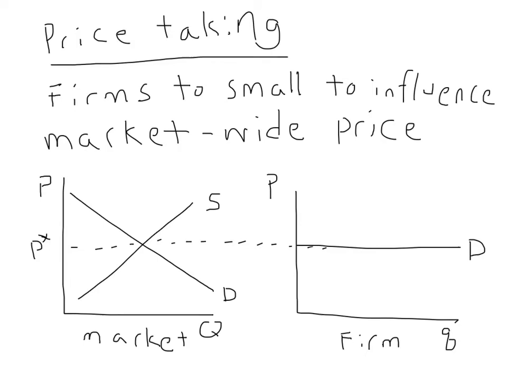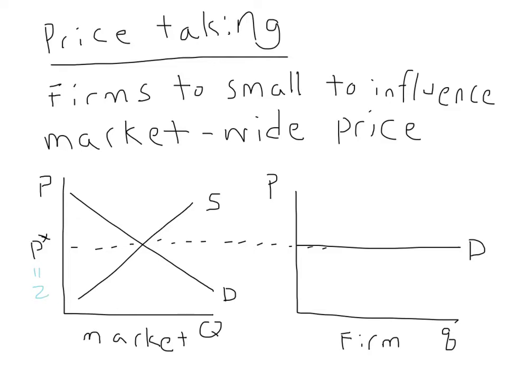To make that a little bit more explicit, price taking means that the firms are too small to influence the market-wide price more than a negligible amount. So we have market supply and market demand here on the left, and they determine a P star for the market. And that P star, suppose it's 2, we carry that over to the firms, the firm sees that, and people will demand as much as the firm can supply if they sell at a price of 2.